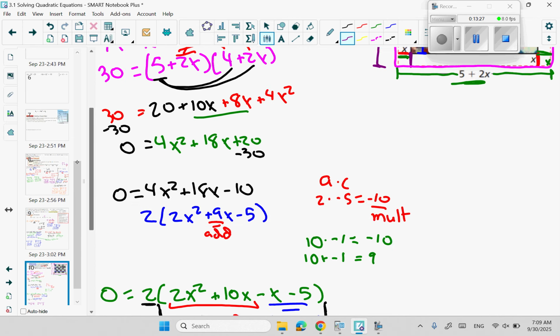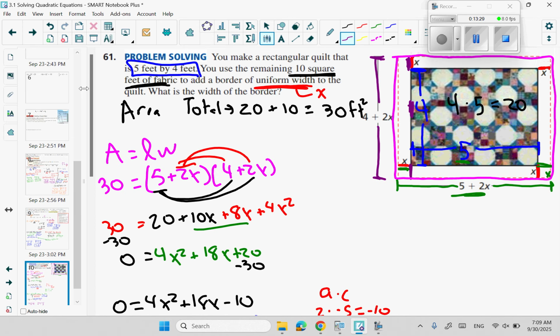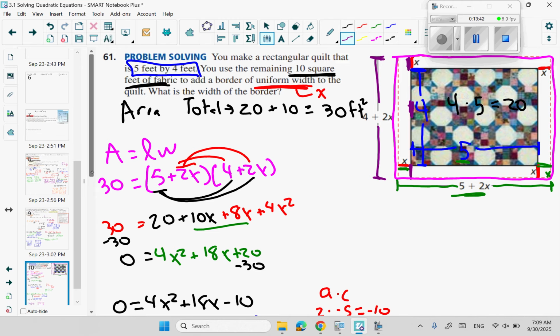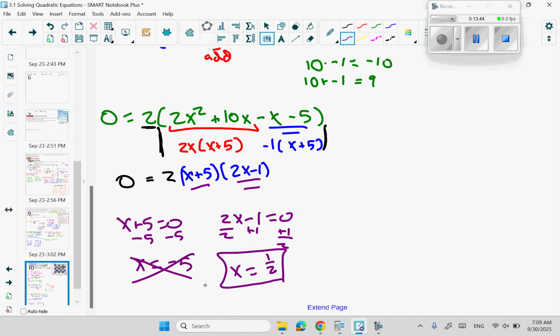Now, unfortunately, this is a story problem, so let's think about what negative 5 means. Negative 5 would mean that this x length has a length of negative 5 feet, causing the blanket to collapse in and of itself. Obviously, that's not possible. You can't have a negative distance. So because this is a story problem, the negative 5 doesn't work out.